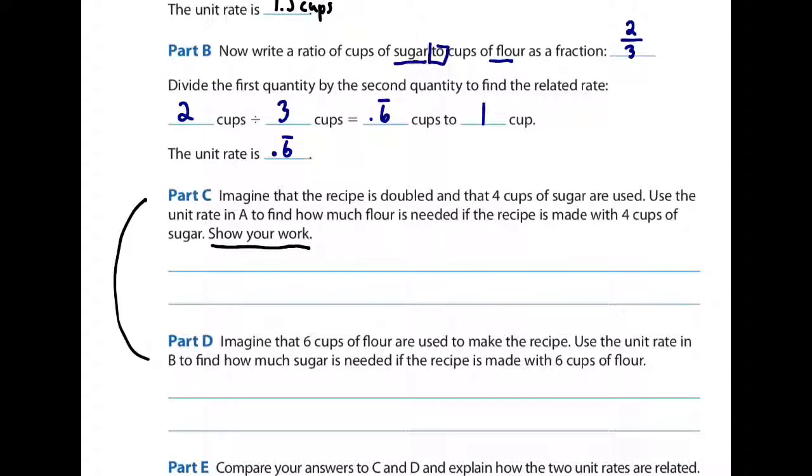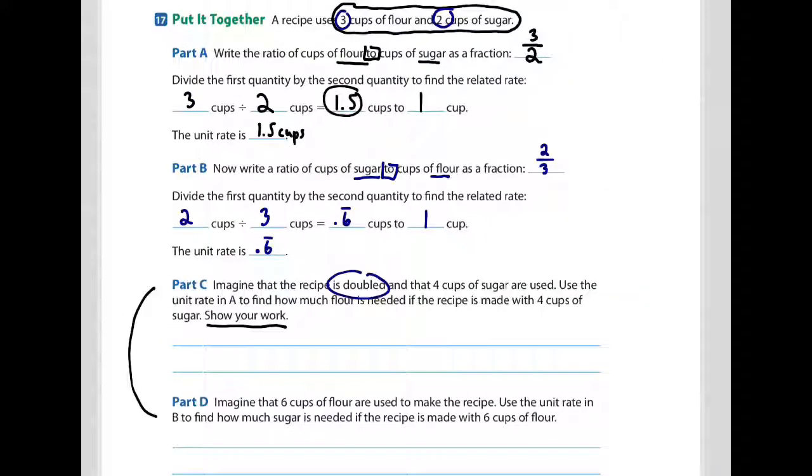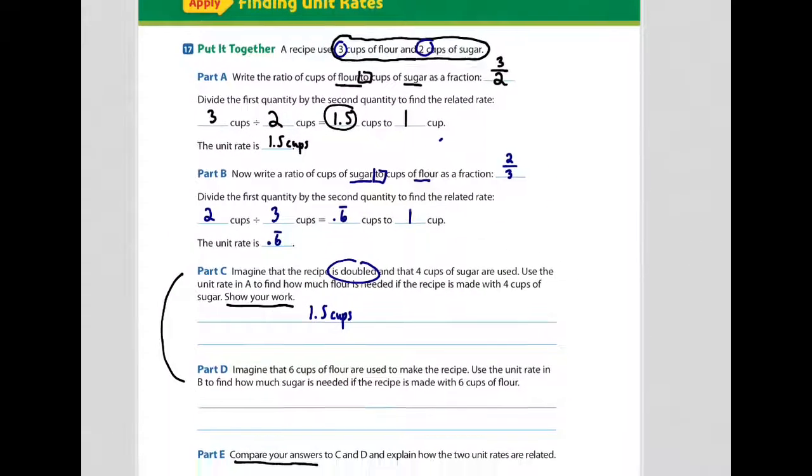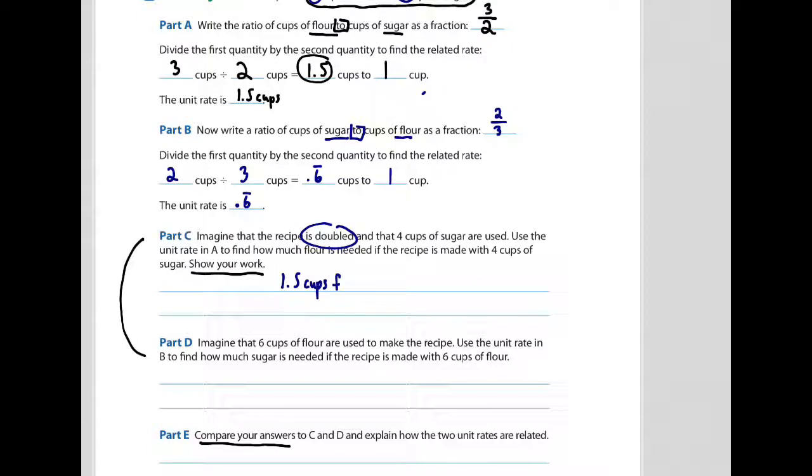So if I were to then, the recipe is doubled. Remember, doubled just means to multiply it by 2, right? So what I'm going to do is I'm going to write down the unit rate real quick. So the unit rate, remember, was 1.5 cups, and that was flour. And that was for 1 cup of sugar.